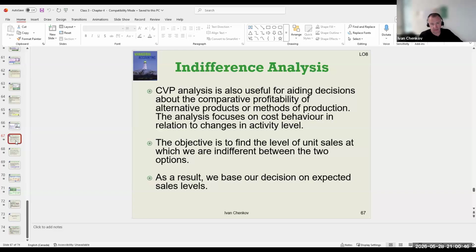Now, indifference analysis, this is an interesting point. This is a cost-profit-volume analysis, which is useful in aiding decisions about the comparative profitability of alternative products or methods of production. So you have two different methods which have a different cost structure. The analysis focuses on the cost behavior in relationship with changes in the activity. The objective here is to find the level of sales at which you are indifferent between the two options. And then you can base your decision on the expected sales level.